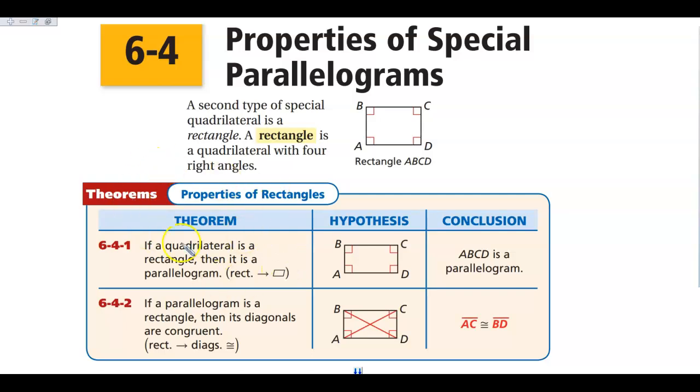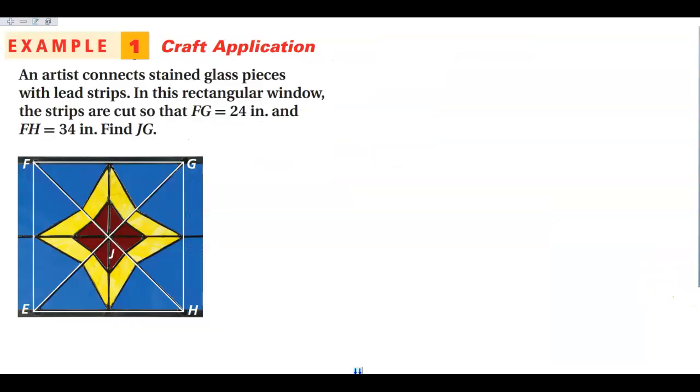So this is just showing us why it is a parallelogram, because our opposite angles are congruent. So we have a parallelogram with diagonals congruent and four right angles. That is information for a rectangle. So let's take a look at an example with a rectangle.